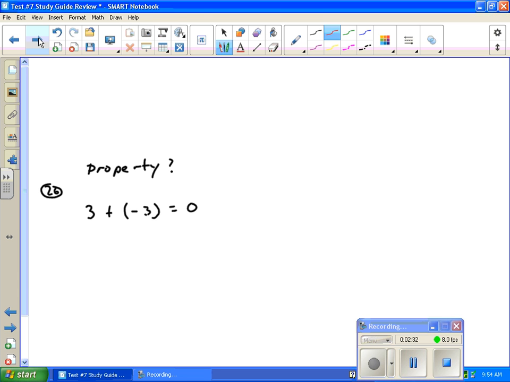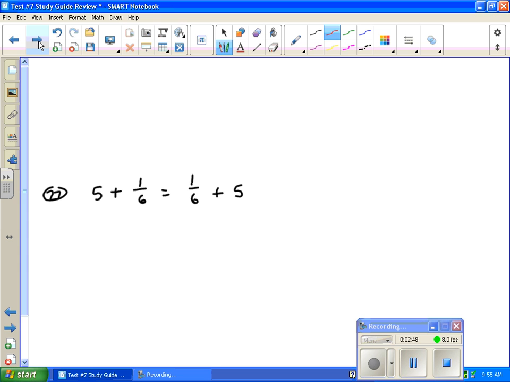26 is asking which property. 3 plus a negative 3, it becomes 0. Anytime things become 0, it's the property of 0. Property of 0.